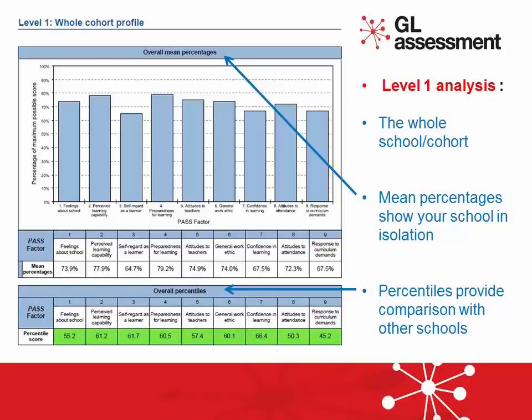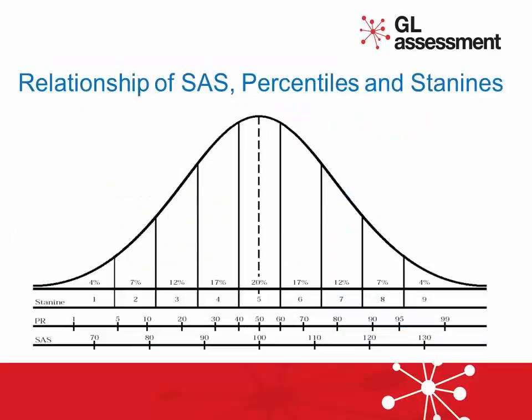Using the example shown here, the mean percentage score of feelings about school is 73.9%. This provides you with the average of how positive the attitudes of all your students are at the school. Please note, it is not saying that 73.9% of your students are happy with the school. So what is a percentile score?